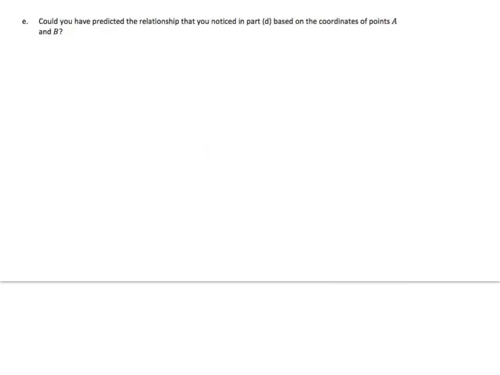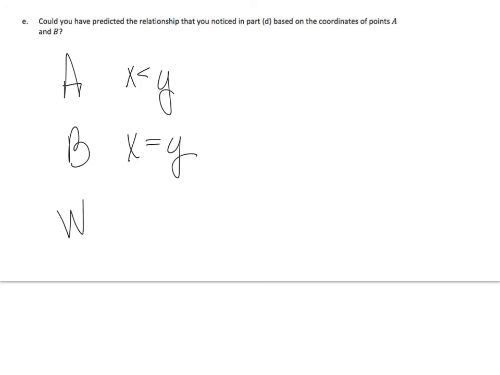And then part E, could you have predicted the relationship you noticed in part D based on the coordinates of A and B? Point A, my x value was less than my y value, right? And point B, my x was equal to my y. My x would be greater than my y as we move on. Makes sense? It's all good. Good work today. That's actually all I have.